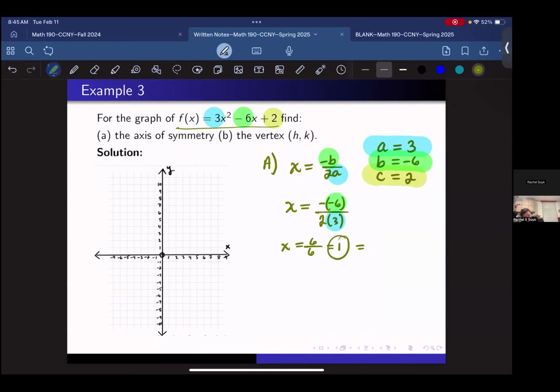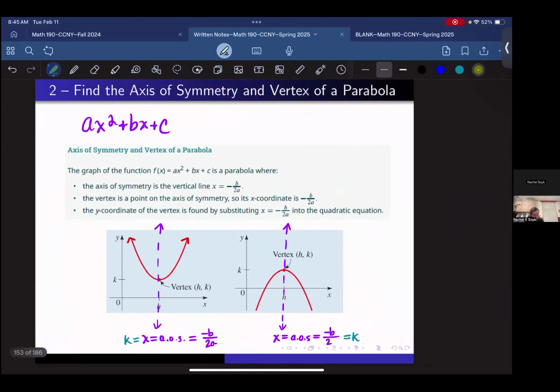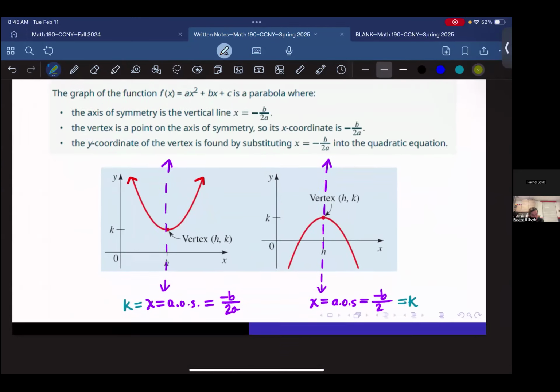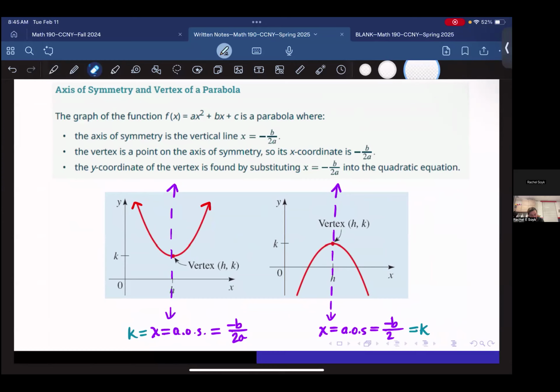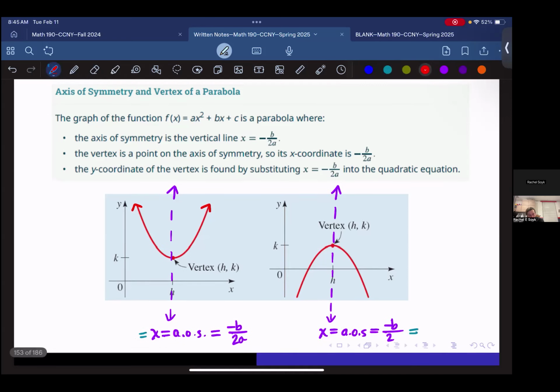So once again, our h value, I think I said it was k on the other side. It's not our k. I made a mistake. This should be h, right? It's our x coordinate point. We're finding our k.